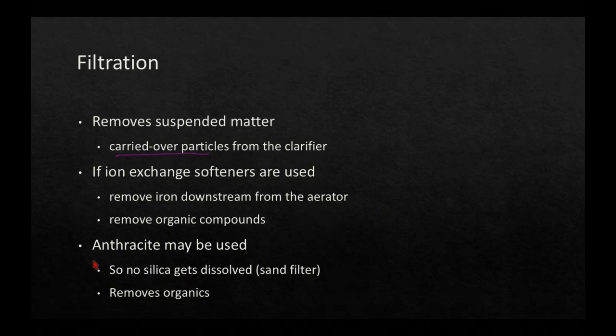Now, a common material is anthracite. Let's consider a situation where we have precipitation softening, and this is going to be a hot lime soda precipitation softener. So we have clarified water going in, clarified and maybe aerated water.